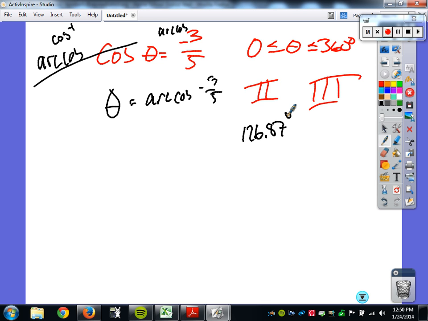Okay? So therefore, I draw a picture. Here's 126.87, roughly looks right here.